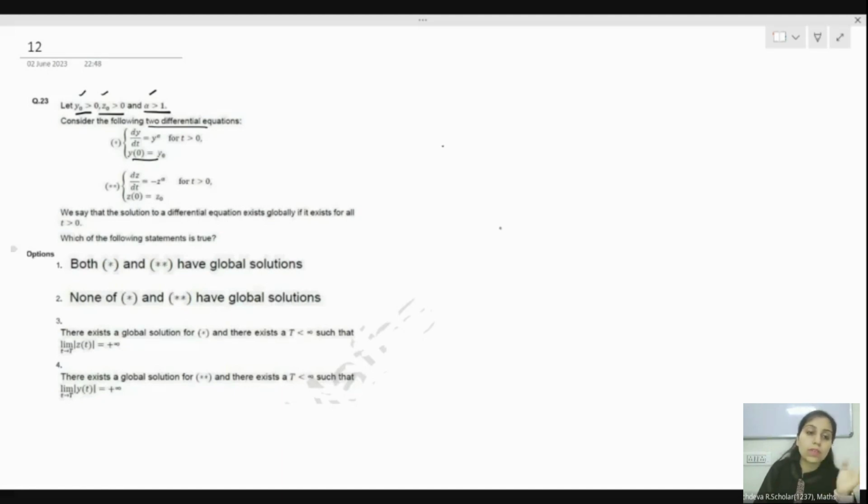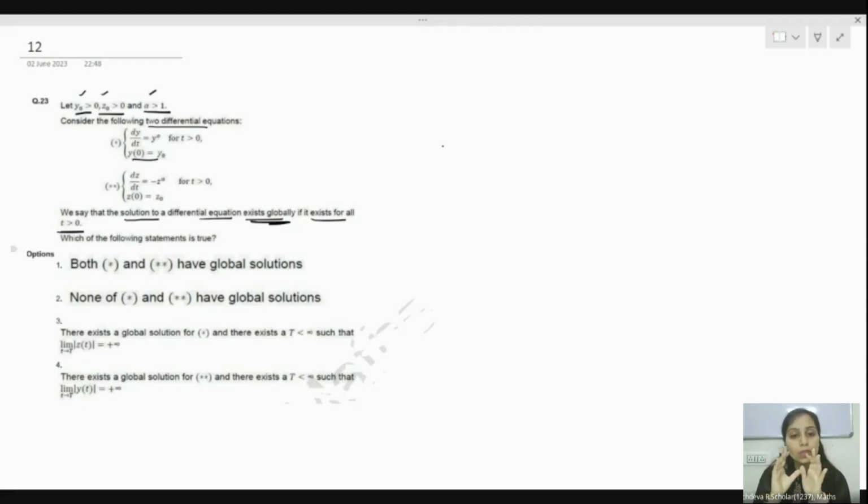They have also given, we say that the solution to a differential equation exists globally if it exists for all t greater than 0. You can say the solution exists globally if it exists for all t greater than 0. That means if you substitute any t greater than 0 and you do not approach the limit 0, that means the solution approaches the limit infinity, that means the solution exists.